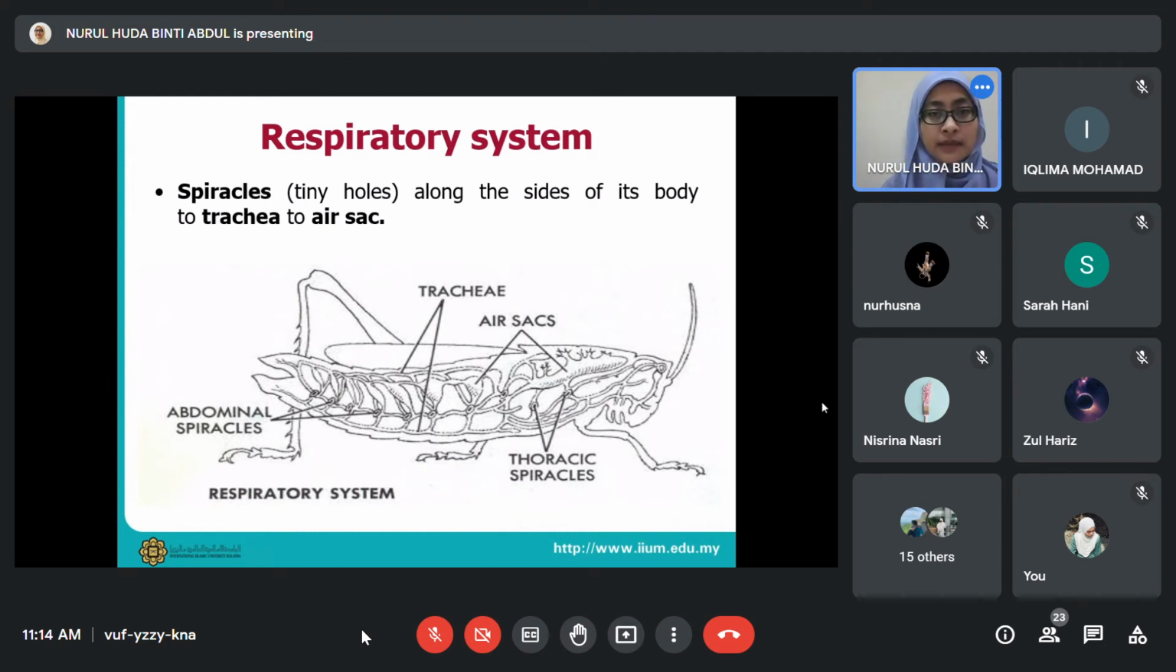separated. Okay, so insect have what we call it spiracle or tiny hole along the side of its body to a trachea and then to assac. So maksudnya dia absorb oxygen or buang carbon dioxide, okay, from the body through this what we call it spiracle, abdominal spiracle yang nampak bulat-bulat kat sini kan.